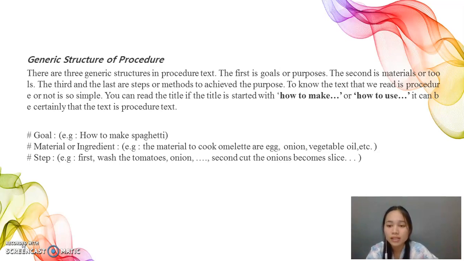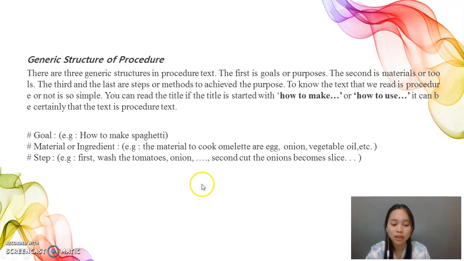To know whether the text that we read is procedure or not is so simple. You can read the title. If the title starts with how to make or how to use, it can certainly be said that the text is procedure text.